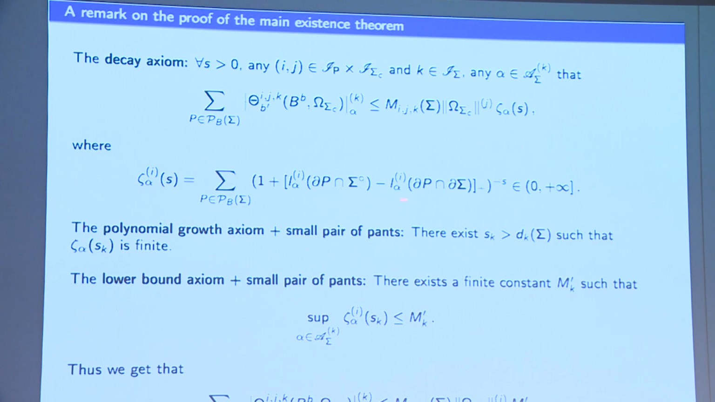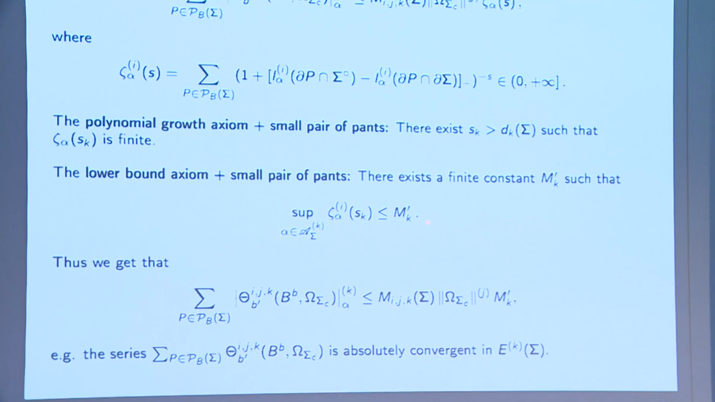And now the axioms are exactly set up such that the polynomial growth axiom plus the small pair of pants axiom will guarantee that there exists an sk bigger than dk such that this is finite. And then the lower bound axiom plus the small pair of pants axiom will say that there exists a constant such that this gadget, when you take the supremum over all the seminorms, is universally bounded.